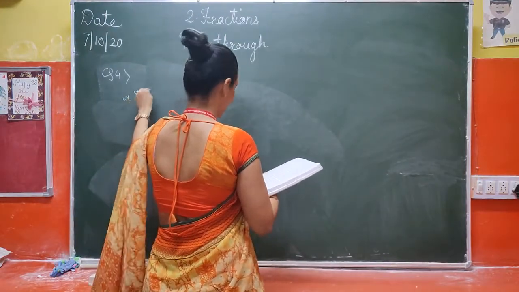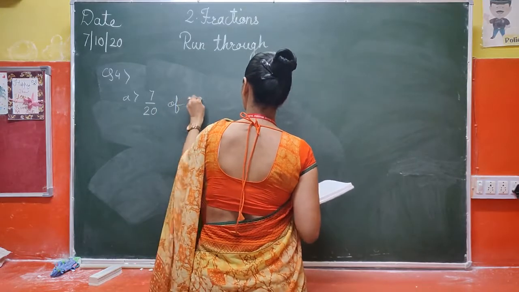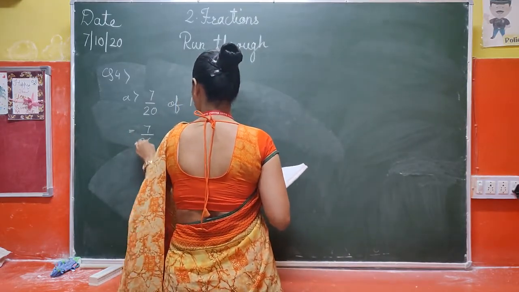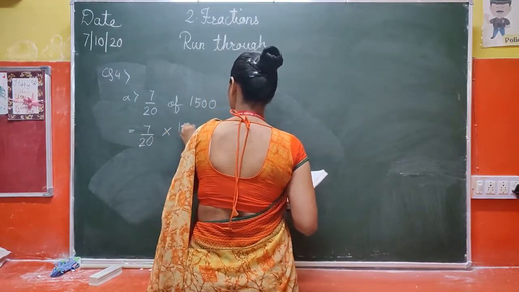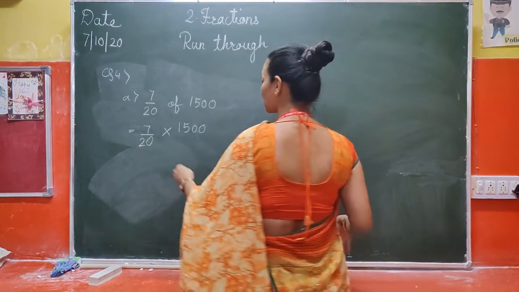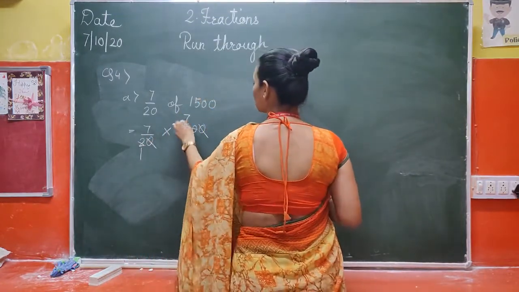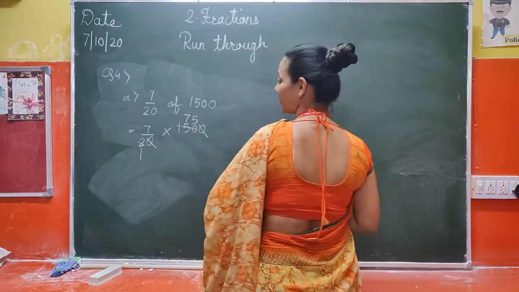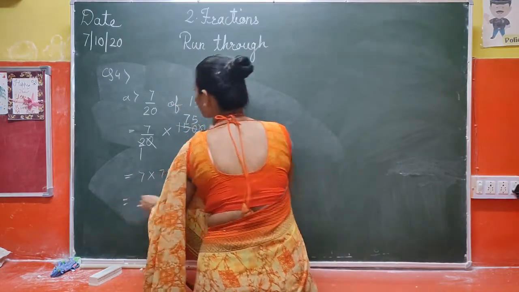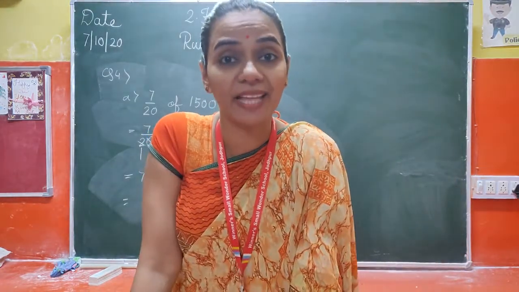So A, 7 upon 20 of 1500. Okay, so it will be 7 upon 20 multiplied by 1500. So what I have to do is just solve this. 2 ones are 2, 2 sevens are 14, and 5 are, that is 75. Then you will find the answer and you will get what is 7 by 20th of 1500. Okay, so this is that simple.